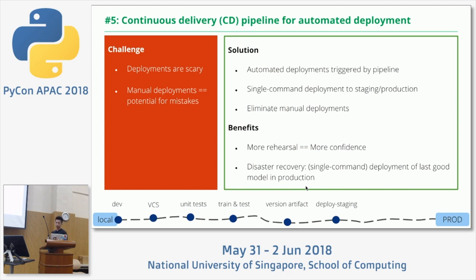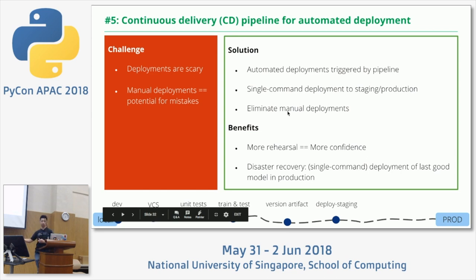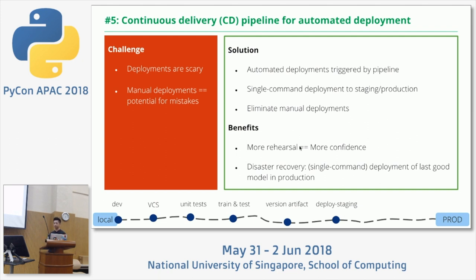So this is using the CD pipeline for automated deployment. And deployments are triggered by the pipeline, automated, so there are no sources, or limited sources, of human error. And it's a single command deployment to staging or production. Because deployment to production can be scary, we want to rehearse it. The more we rehearse, as I said, you bring the pain forward, the more you do it, the less fear you have and the more confidence you have that it will work, because we've seen it work all these number of times. Right? And in terms of disaster recovery, it's simply rolling back to the last good model.